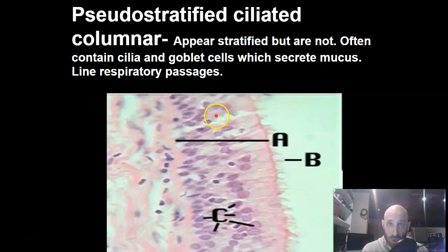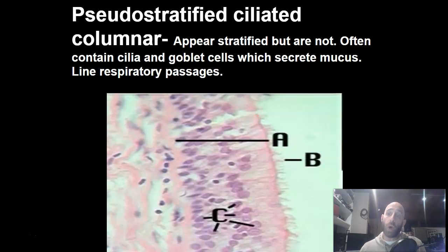Okay, the next one is the pseudostratified ciliated columnar, but we usually just call it pseudostratified. Pseudo means fake, so it looks stratified, but it's not. So let's talk a little bit more about this. Where you're going to find this is in your respiratory passages, not in your lungs. And a lot of people mix this up.